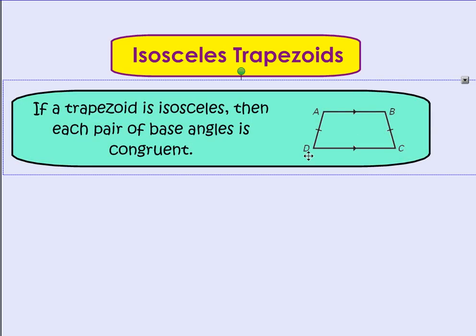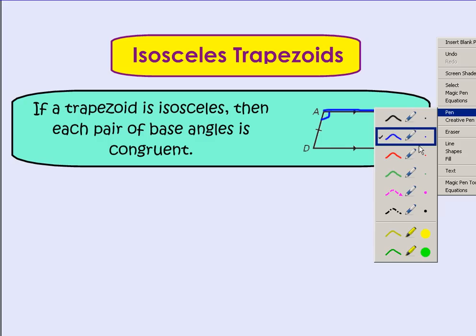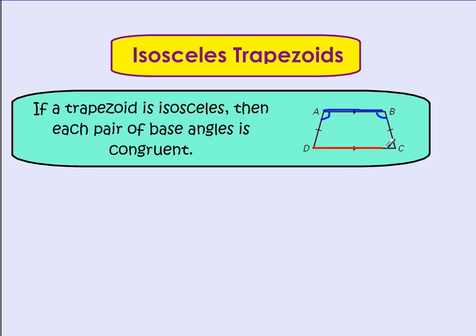If a trapezoid is isosceles, meaning it has congruent legs, then we can say each pair of base angles is congruent. And our base angles are going to be the ones that are at the ends of the base. So the vertices that are the endpoints of a base, the base angles that correspond with it are going to be the angles that have the same vertex. And so DC is our other base, and then the base angles D and C are going to be congruent. And this is only true if you have an isosceles trapezoid.